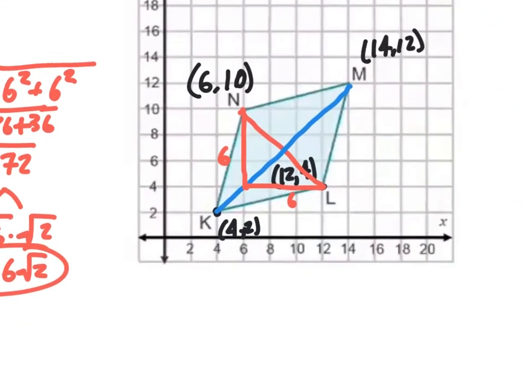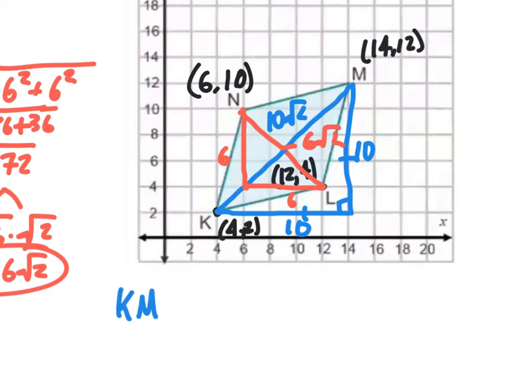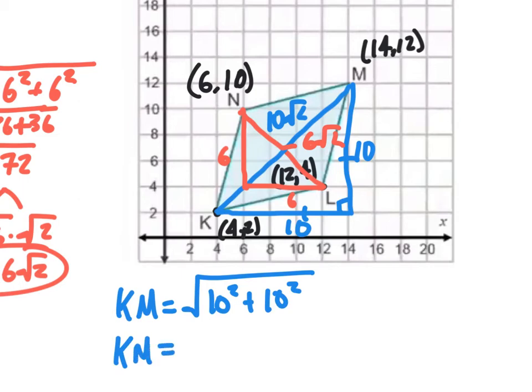All right, let's find KM. Now KM's a little bit longer, but let's just draw that right triangle. The distance from 4 to 14 is a length of 10. The length from 12 down to 2, this vertical length, is also 10. If these are isosceles right triangles, then I automatically know that my diagonal is going to be a length of 10 times the square root of 2, much like how this one became 6 times the square root of 2. So for KM, we could do the Pythagorean theorem, the square root of 10 squared plus 10 squared, or because you know that it's a 45-45-90 triangle, the hypotenuse is just going to be 10 times the square root of 2. And we can just go from there.